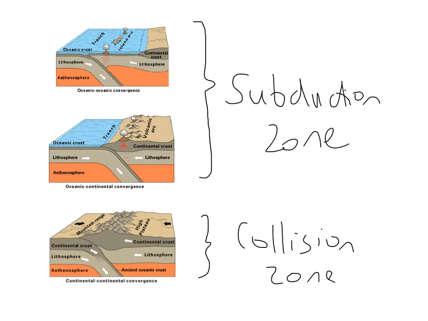In subduction destructive plate margins, the convergence can involve either two oceanic lithospheres, as we see here, or one oceanic lithosphere and one continental lithosphere. In the case of the oceanic to continental, this one here, it is the denser oceanic lithosphere, which has a density of about 3.0 to 3.3 grams per centimetre cubed, that's forced to subduct underneath the lighter, more buoyant continental crust or lithosphere, which has an average density of only 2.7 grams per centimetre cubed.